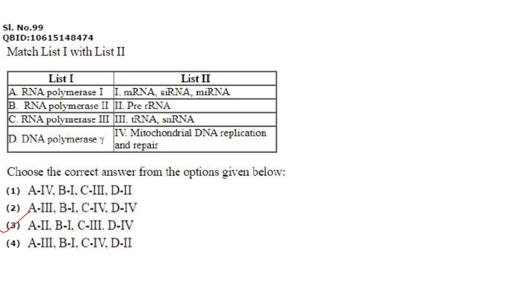You have to match RNA polymerases, which will result in their synthesis product. So RNA polymerase 1, it is pre-rRNA. A2. RNA polymerase 2 is mRNA, siRNA, miRNA. RNA polymerase 3 is tRNA and snRNA, and DNA polymerase gamma is for mitochondrial DNA replication and repair. So the answer here is option 3, A2, B1, C3, D4.